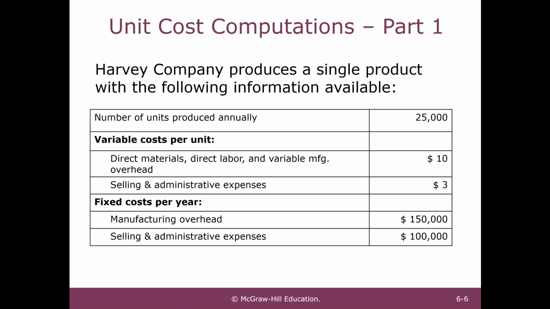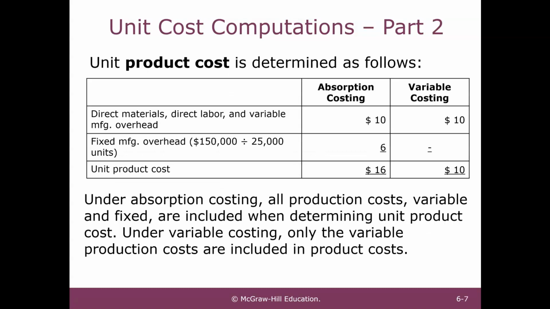Let's take a look at Harvey Company. They produce 25,000 units annually. Their variable cost per unit is $10 for direct materials, direct labor, and variable manufacturing overhead, and then $3 for selling and administrative expenses. Their fixed costs are $150,000 for manufacturing overhead and $100,000 for selling and administrative.